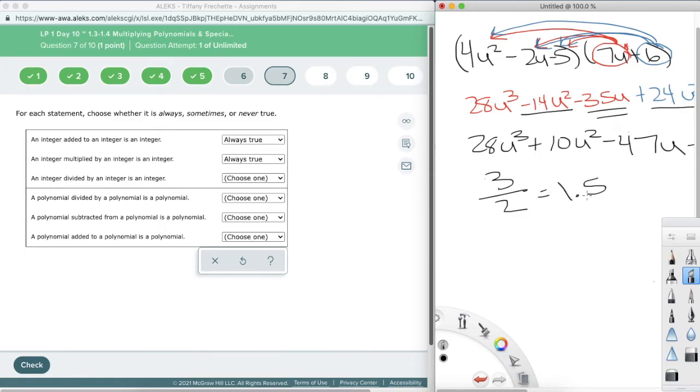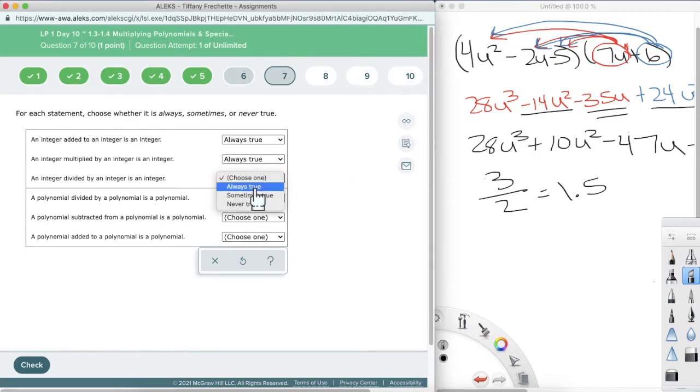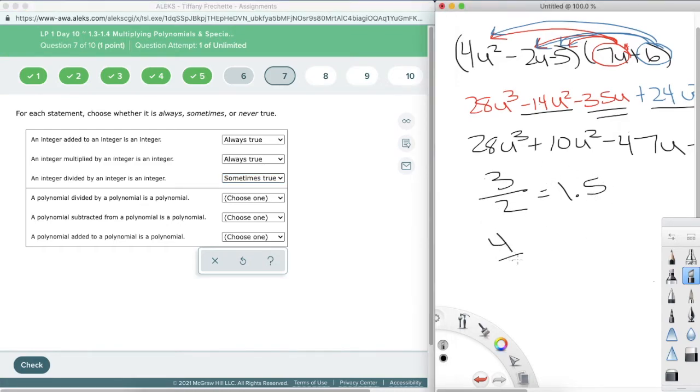So this one is sometimes true. This doesn't mean that it's always false, but this is an example of it being false, because what if I had 4 divided by 2? Okay, well, now I get an integer. It just kind of depends on the numbers I'm dividing, because we can definitely end up with decimals there.